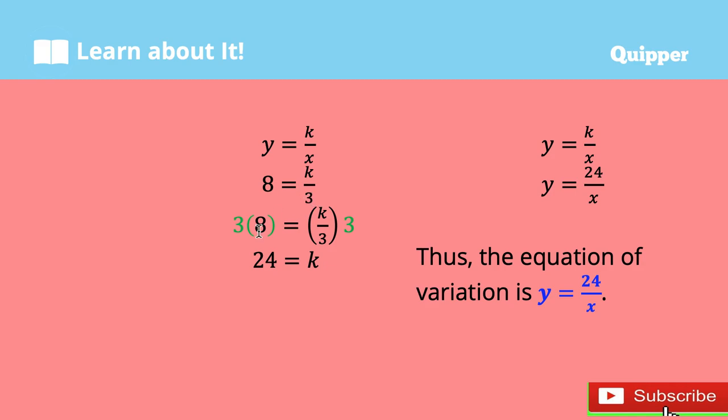Then multiply both sides by 3 to get rid of the fraction. And then we have 3 divided by 3 is 1 and 1 times k is k. And on the other side, 3 times 8 is 24. Therefore, the value of k is 24. Then let's go back to our original equation, which is y is equal to k over x. Then substitute the value of k there, which is 24, so that we have y is equal to 24 over x. And this is now our equation.